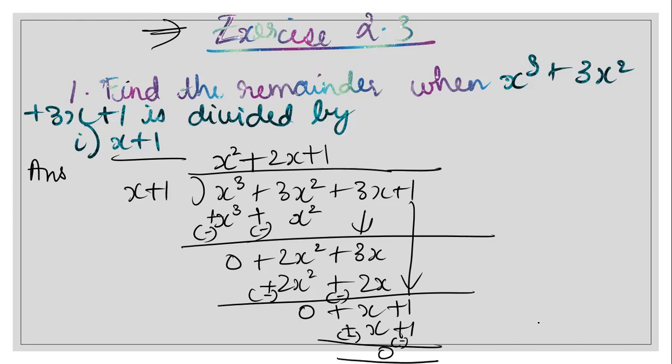So this is 0. Therefore they've asked us to find the remainder. That means in specific, we need to mention what is the remainder. So remainder is equal to 0. So this is the first part of this question.